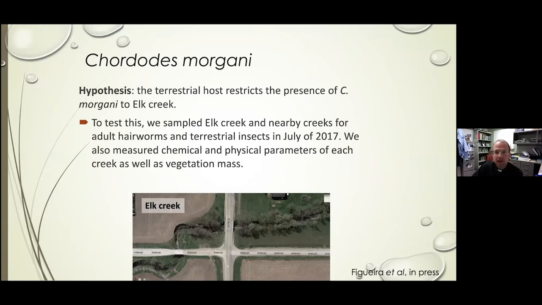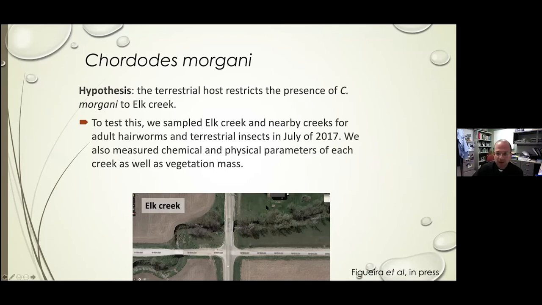So to test this, we sampled Elk Creek and nearby creeks, and Elk Creek flows under 2 bridges. In the United States, at least in Nebraska, you can get a collecting permit to collect under the bridges, because those are considered public property, and you don't have to worry too much about sampling things on private property.